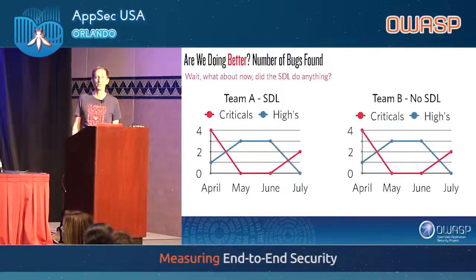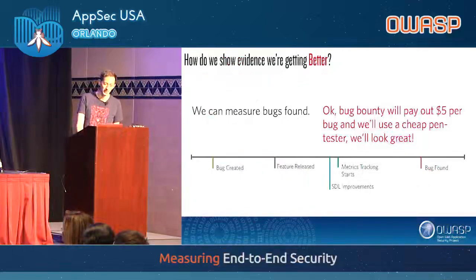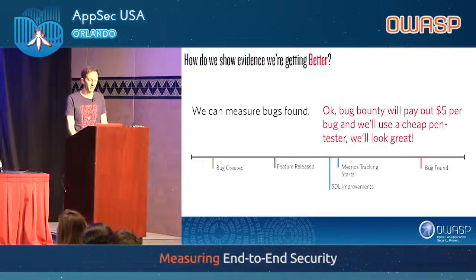You have one with an SDL and one without, and they both have the same number of bugs found. Like, is your SDL doing anything? How do you know? And so we want to talk about what evidence we can use to show that we're getting better.